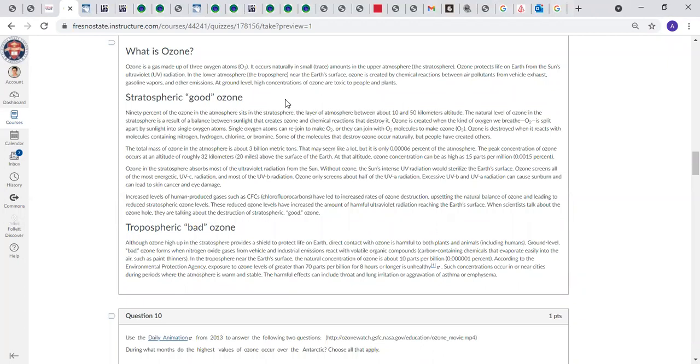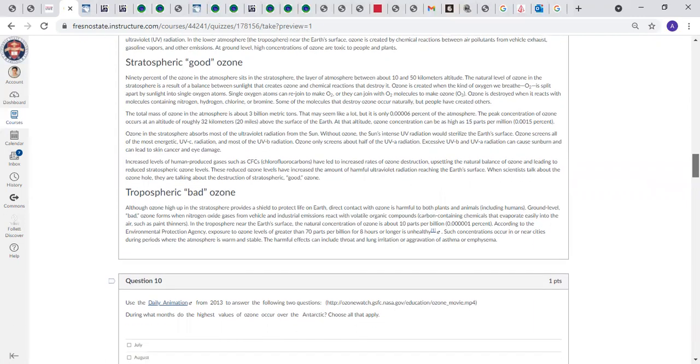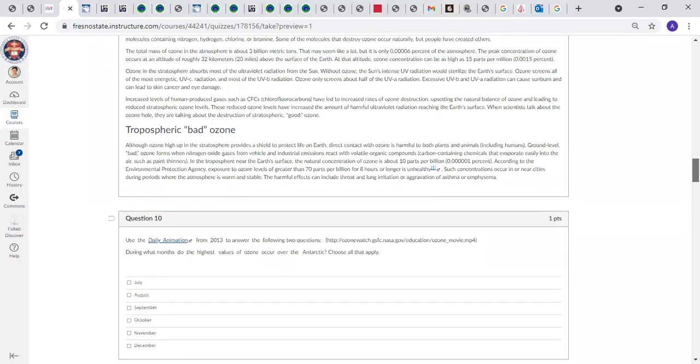The ozone layer is helpful to life on Earth because it protects from powerful UV radiation from the sun. Without that ozone layer, without that protection, people and plants and animals could suffer greatly. So this section covers what is ozone, what's good ozone, and what's bad ozone. This is here for you to read. You won't have too many questions on it, but it's definitely good to know, and you do want to learn it.